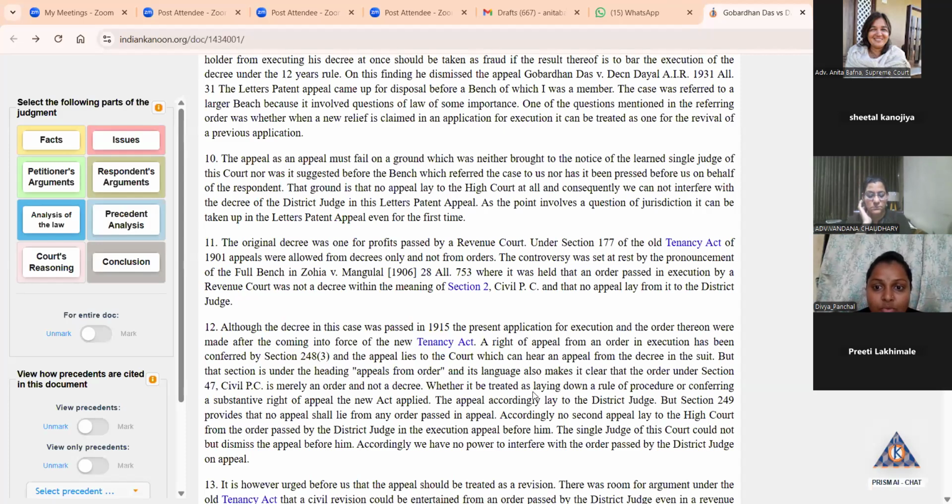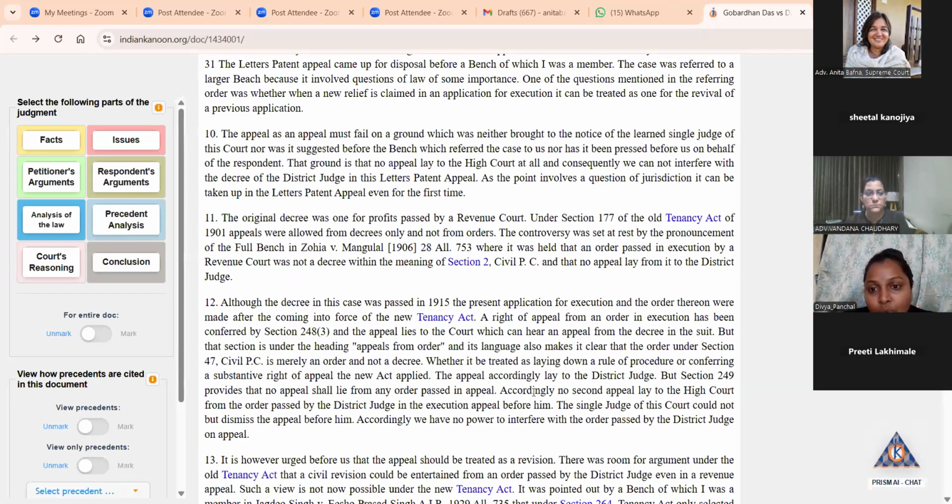The controversy was set at rest by the pronouncement of a full bench in Zohia versus Mangulal, 1906, 28 All 753, where it was held that an order passed in execution by a revenue court was not a decree within the meaning of Section 2 Civil Procedure Code, and that no appeal lay from it to the district judge.